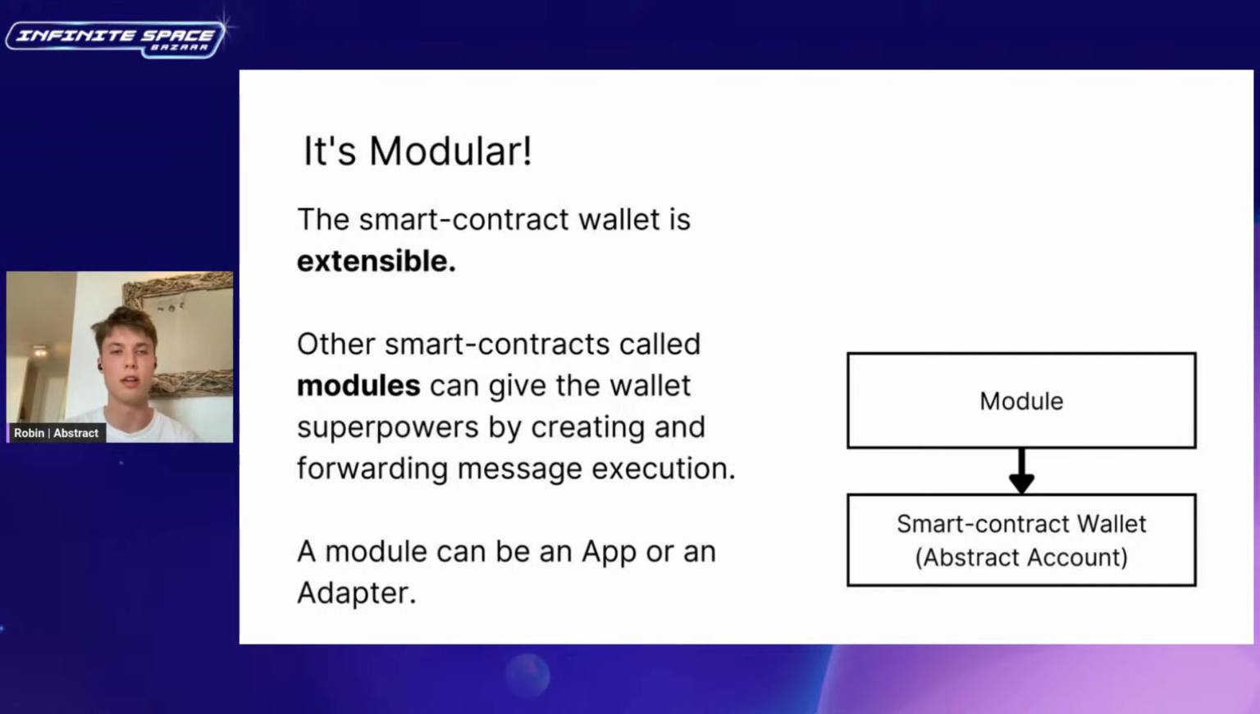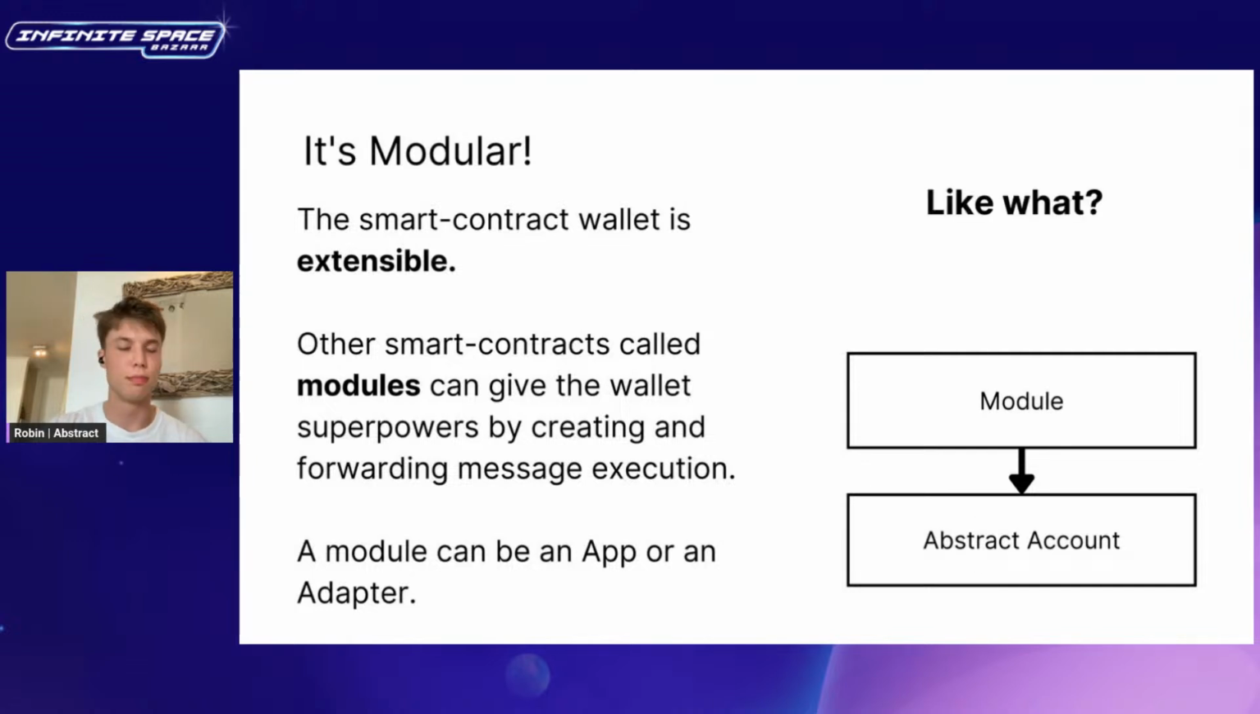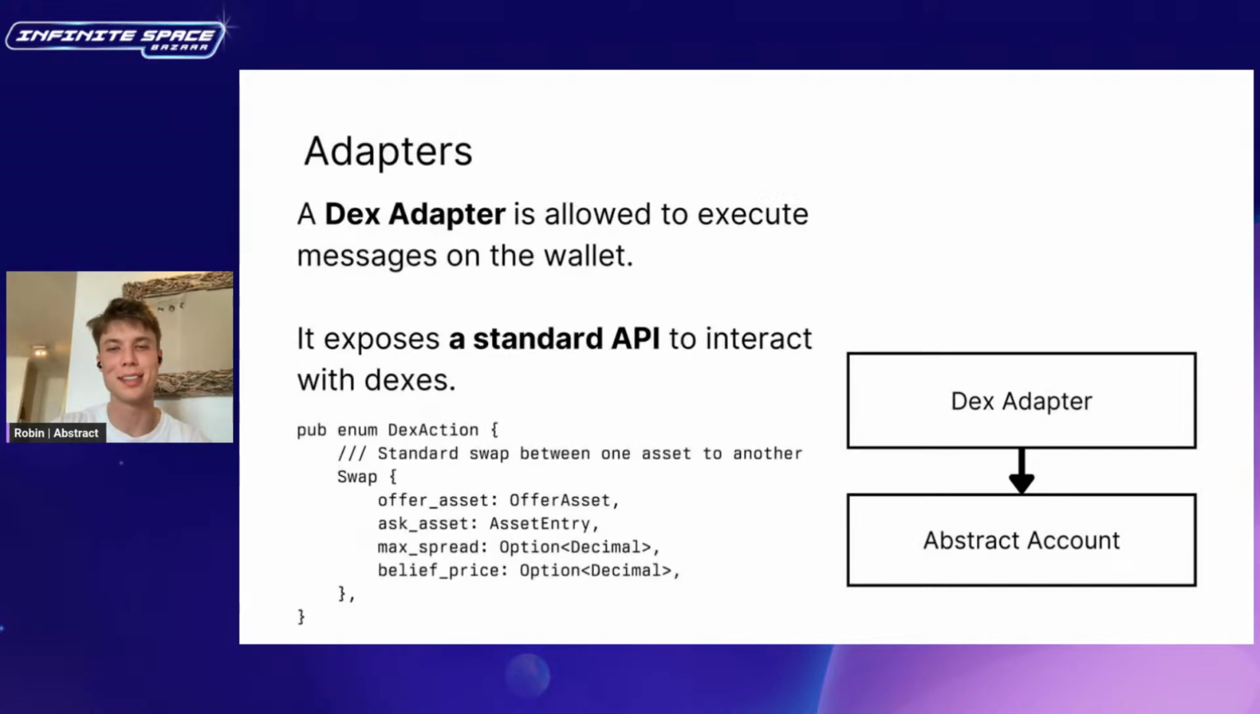So that's what we call modules. Modules are smart contracts that will create some messages and forward it to the smart contract wallet, which we call the abstract account, for execution. And then that will actually manage the funds, do the swaps, etc. And the module can be an app or an adapter, and we'll get into that later. So, again, this is all very high-level talk about abstract things. So let's give an example.